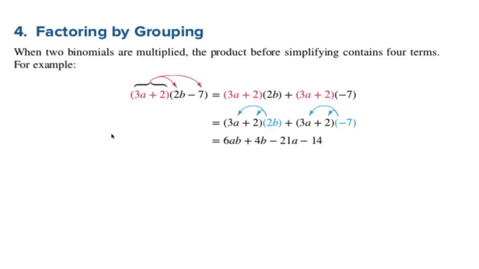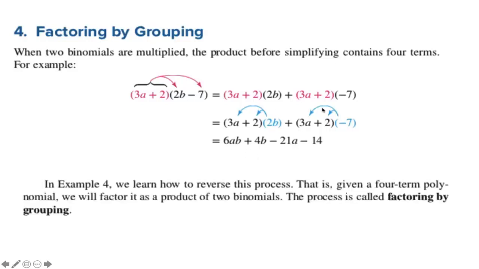Factoring by grouping. When we multiply two binomials, we multiply this by each of these, and then you have to do it again, this by each of these. Factoring by grouping is basically reversing this. If I start out with the bottom, how can I factor it back into the top? We basically have to look at these first two terms, factor the common factor, look at these, factor the common factor, and then reverse that process.